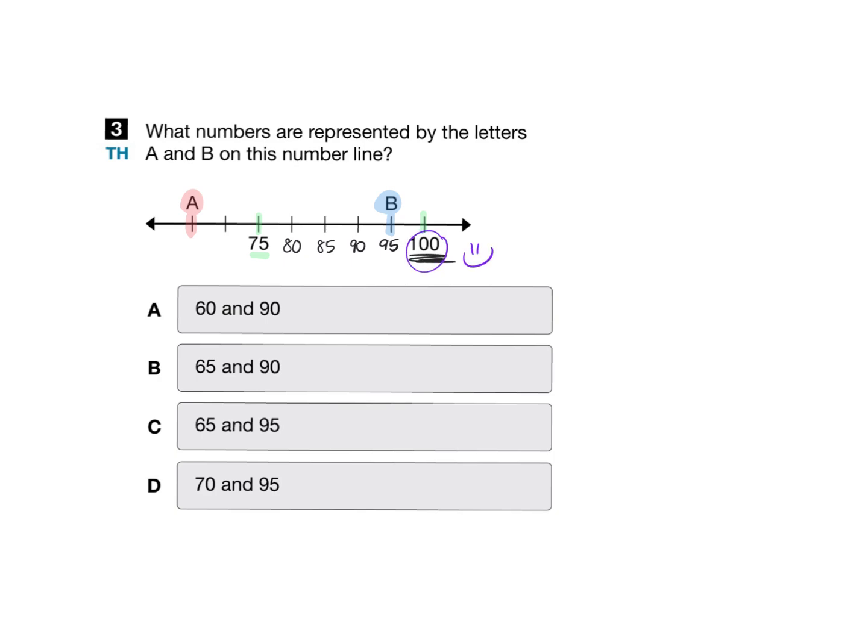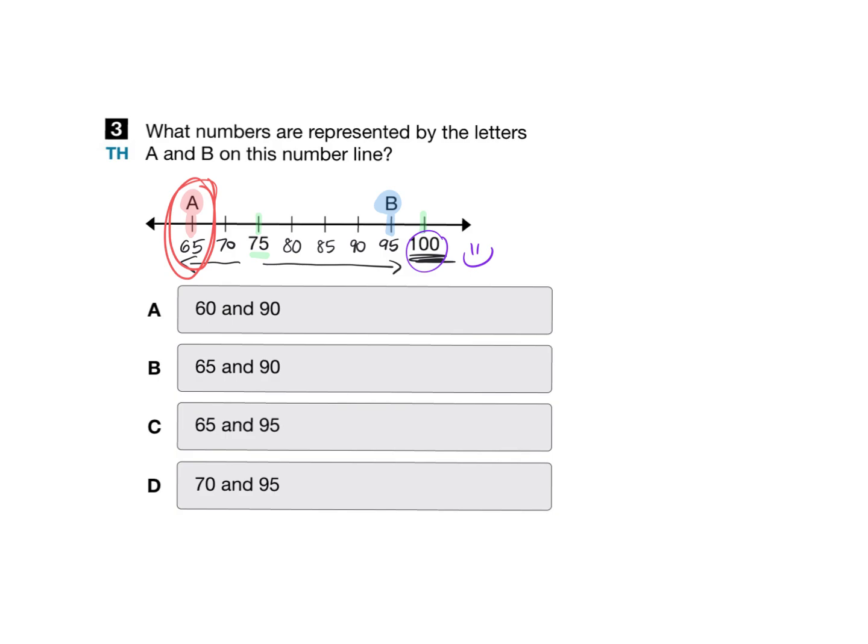Very good. So if we're skip counting by fives and we're going this way along the number line, how would we figure out these missing numbers here before the 75? Maybe you can count back by 5. Count back by 5. Excellent. What's 5 less than 75? 70. And 5 less than 70? 65. Excellent.